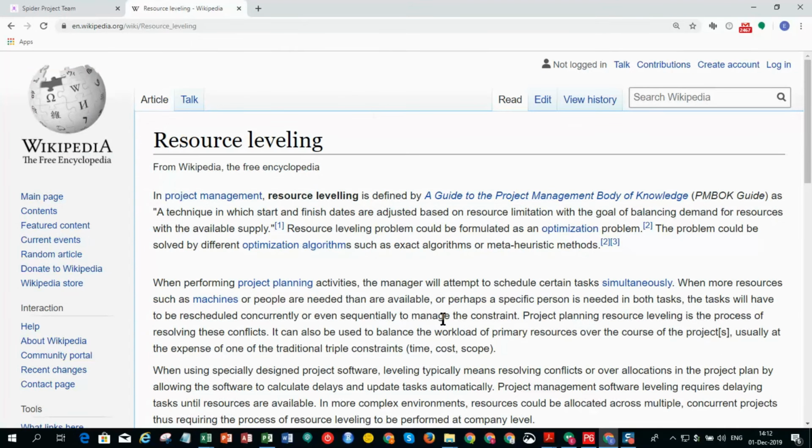If you look at the Wikipedia, it refers for a definition to PMBOK guide, and it defines resource leveling as a technique in which start and finish dates are adjusted based on resource limitation with the goal of balancing demand for resources with the available supply. In other words, what it says is that if you have a schedule which has been scheduled in accordance to standard critical path management technique, then you will have to delay certain activities to make sure that you resolve resource over allocation if it is present.